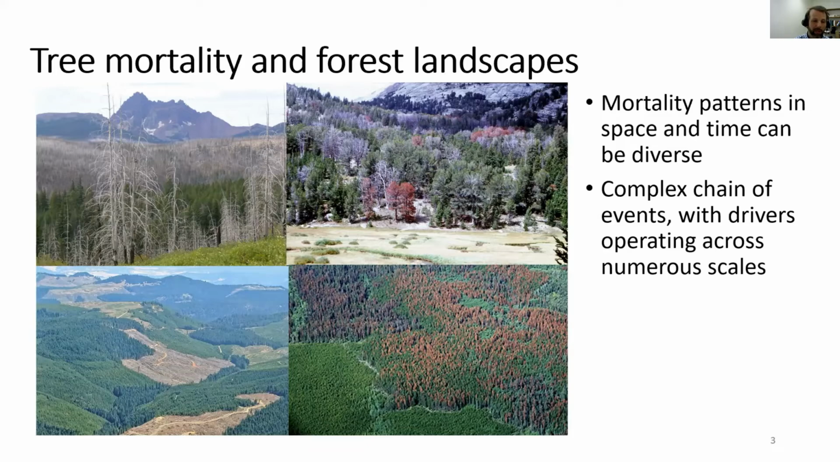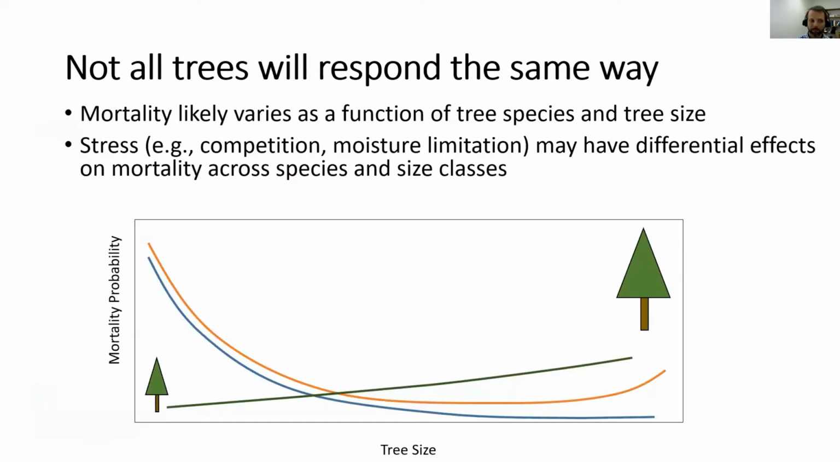Different sorts of mortality can play out as broad-scale impacts, but we also have a lot of mortality that happens just in the course of forest dynamics, of forests developing and changing through time. And really it comes down to a complex chain of events with drivers operating at a variety of scales, and as a consequence, also having impacts at a variety of scales.